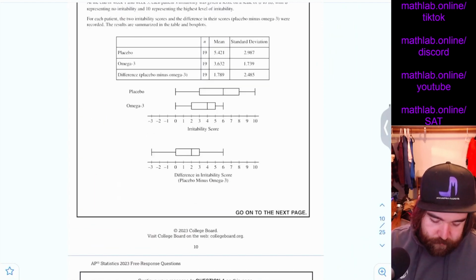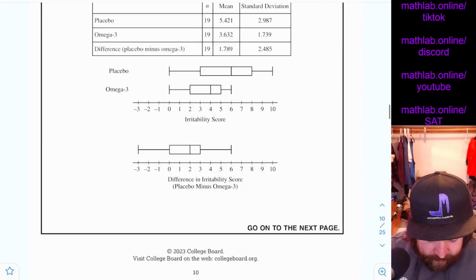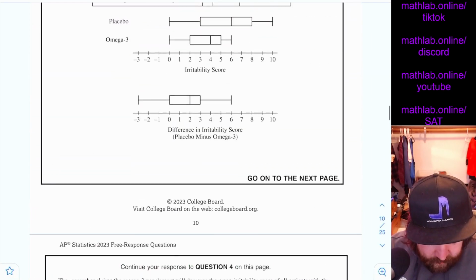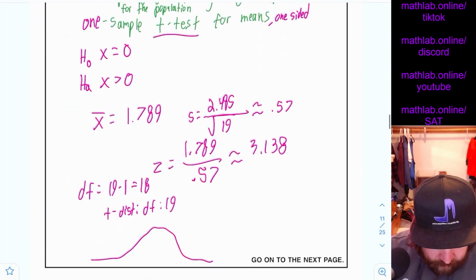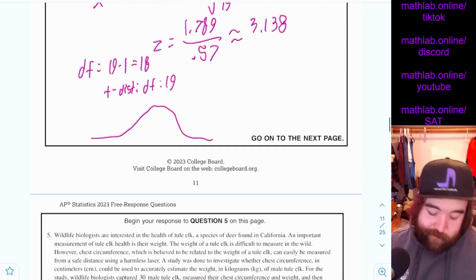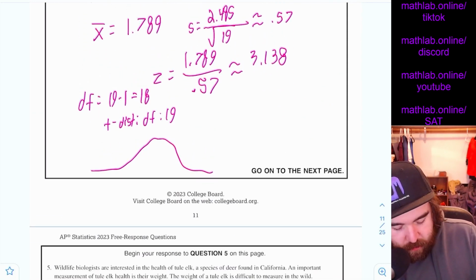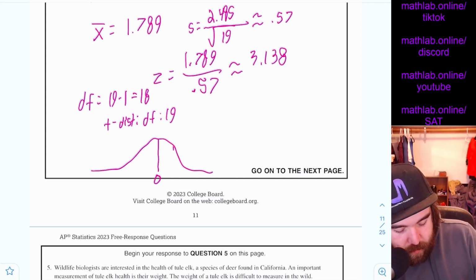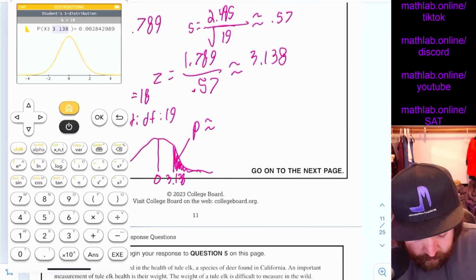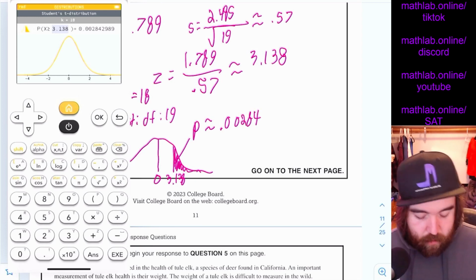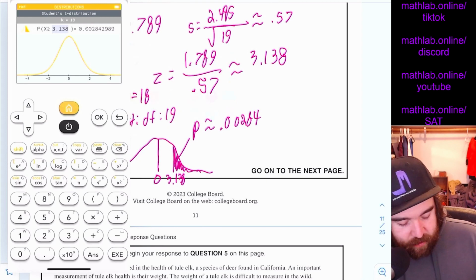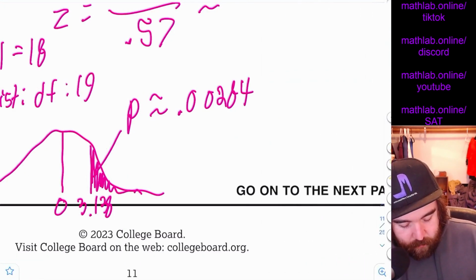That's very surprising based on this evidence. Well, because of the outliers, right? That's kind of what the long tails are probably showing. Okay, whatever. So we're trying to show that that's 0. And we're trying to find this area where this is 3.138. And we go, P is approximately 0.00284. Lovely.